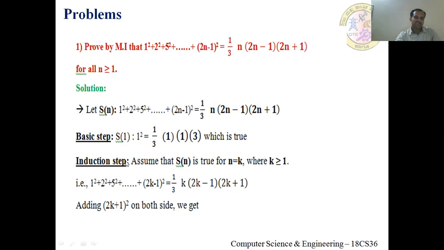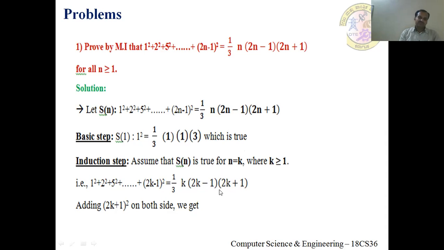The next step is the induction step. In the induction step, we are going to assume the statement is true for n is equal to k, where k is greater than or equal to 1. That is the set of all positive integers. That means in this original equation, wherever n is there, replace it by k. Basically, we assume that the statement S of n is true for n is equal to k. Then later on we prove that the statement is true for n is equal to k plus 1.